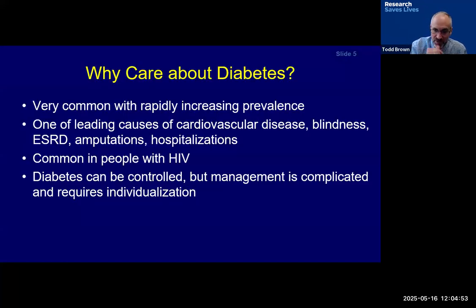Okay, so why care about diabetes? For those of you who take primary care of your patients, there are lots of things to worry about, but I always want to make the plug of why we care about diabetes. We all know that it's rapidly increasing in prevalence, with lots of badness associated with diabetes that can potentially be prevented by good control and control with the right medications. It's common in people with HIV, and some data suggest that it's more common in people with HIV compared to people without HIV. And the tricky thing about diabetes, of course, is that we have decent medications to control it, but the management gets complicated and really requires individualization.